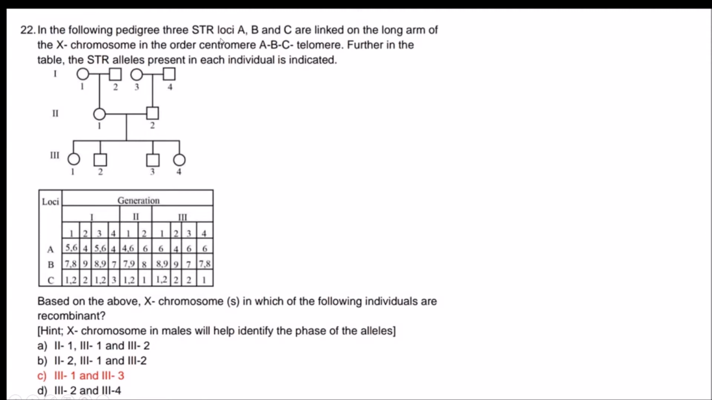In the following pedigree, 3 STR loci A, B and C are linked on the long arm of the X chromosome in the order centromere, A, B, C, telomere. Further, in the table, the STR alleles present in each individual are indicated. So all the information about the A, B, C loci is given in the table. Here, with the help of pedigree analysis, 3 generations are shown, 1, 2, 3, and the loci A, B, C which are present over there, and the alleles present at a particular locus are indicated in the tabular form.